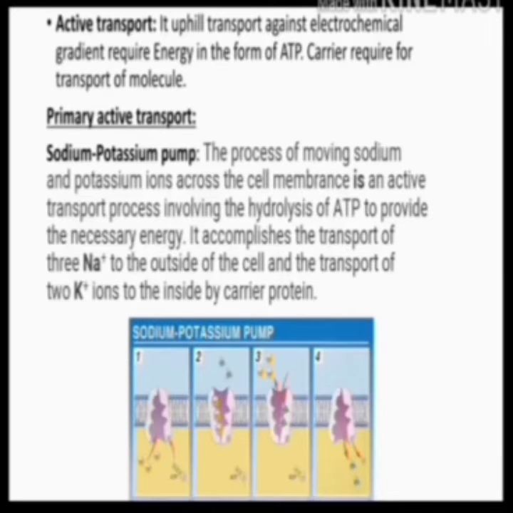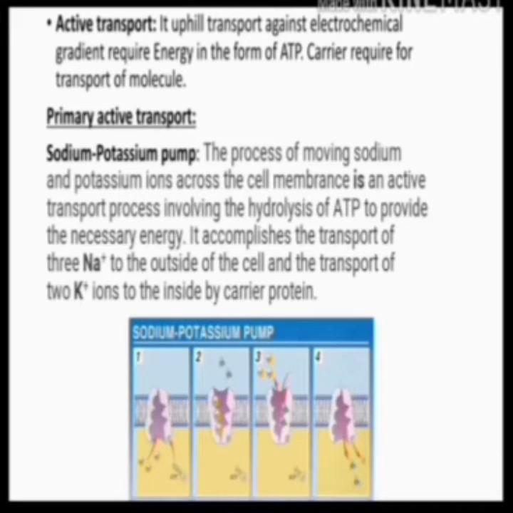Our second transport is active transport, the movement of molecules from lower concentration towards higher concentration, against the electrochemical gradient. So in this process we require energy because we are moving against the nature of the molecule. The nature of molecules is to move from higher concentration towards lower concentration. We are going against nature, so we require energy to maintain it. It is also a carrier mediated transport. In this transport we require a carrier to transport the molecule.